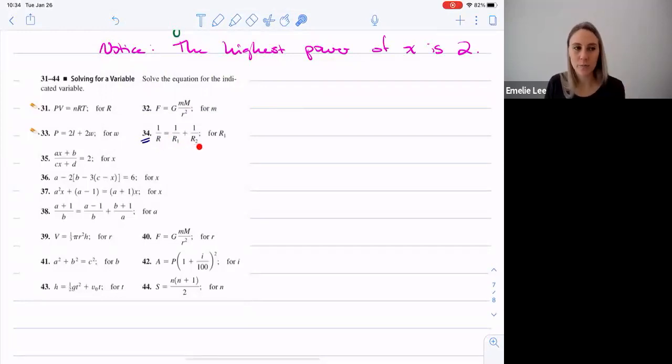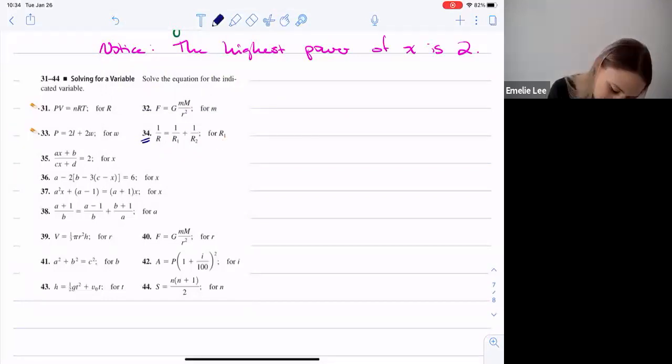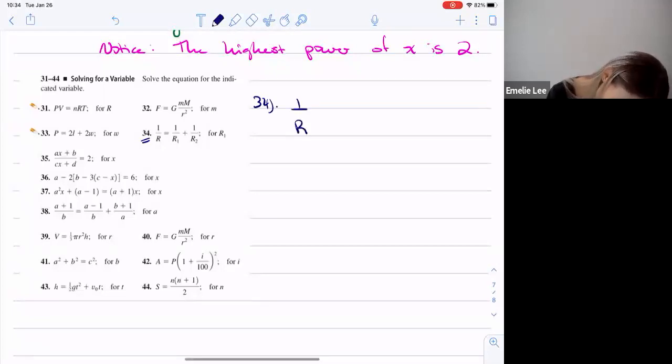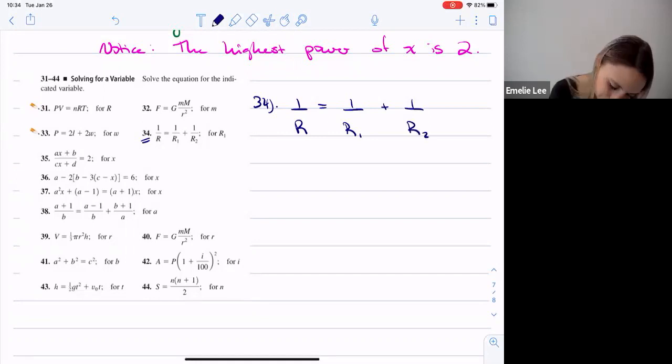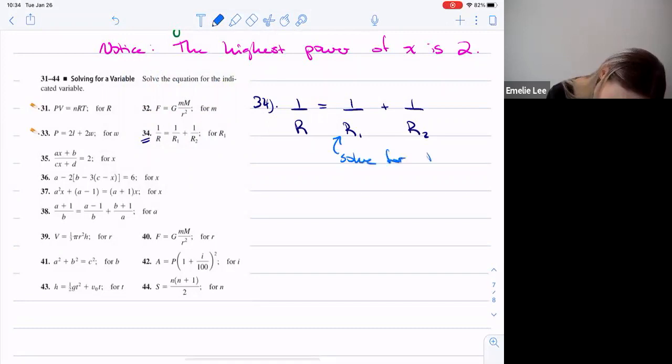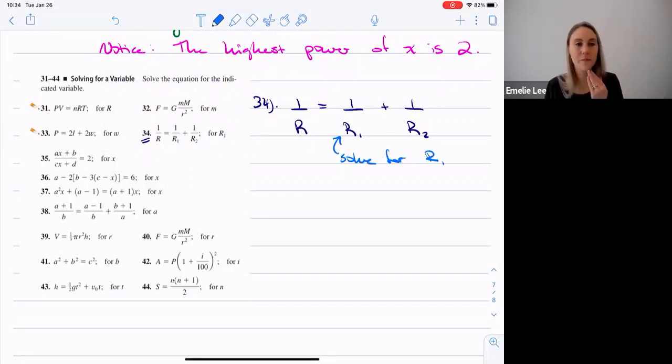So notice that we've got R1 and R2, so R subscript 1 and R subscript 2. And these are all different variables, right? As soon as we have different subscripts on there, they're going to be different variables. And here we're told to solve for R1. So 34: 1 over R is equal to 1 over R subscript 1 plus 1 over R subscript 2, and we want to solve for R subscript 1.